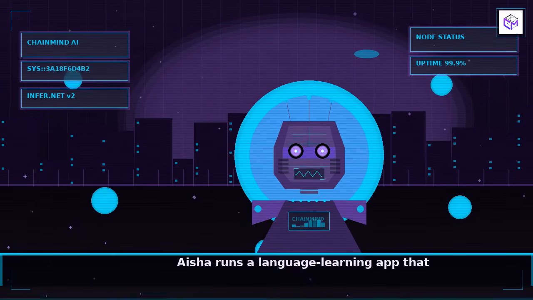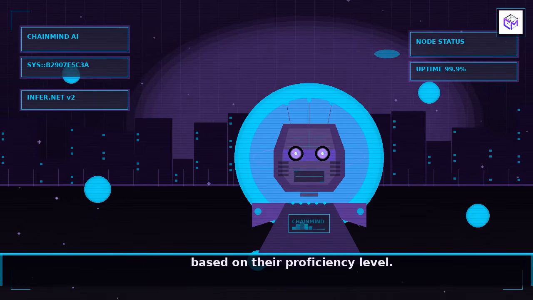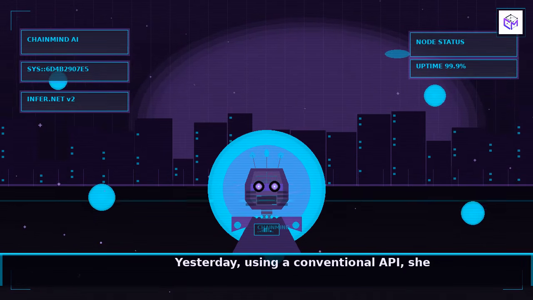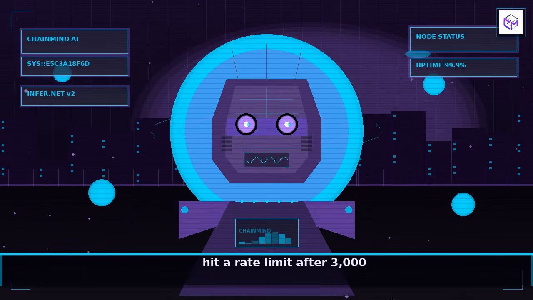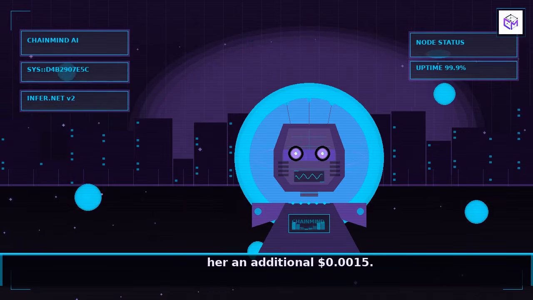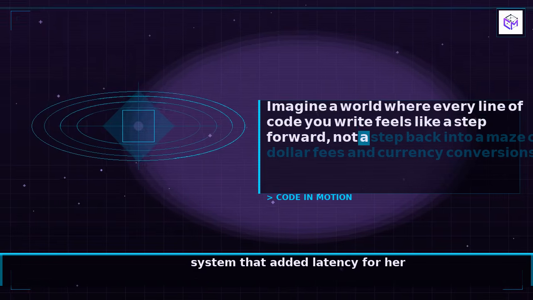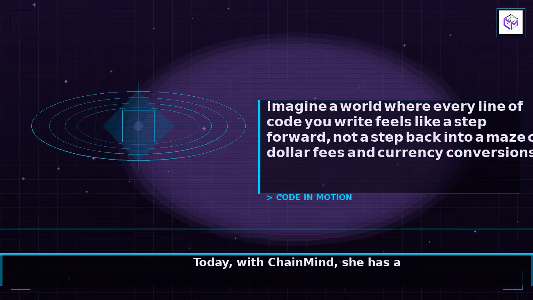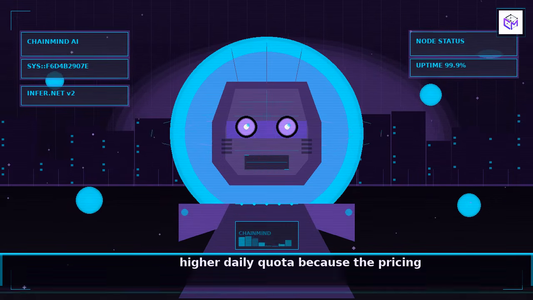Aisha runs a language learning app that generates personalized practice sentences for users based on their proficiency level. Yesterday, using a conventional API, she hit a rate limit after 3,000 requests, and each extra request cost her an additional $0.0015. She had to implement a queuing system that added latency for her users.